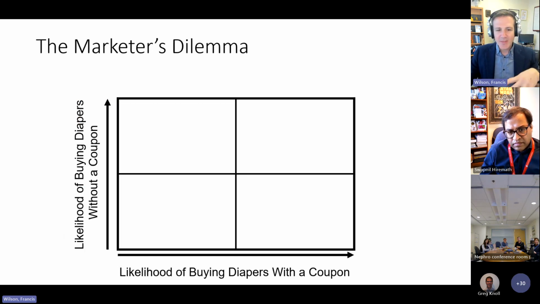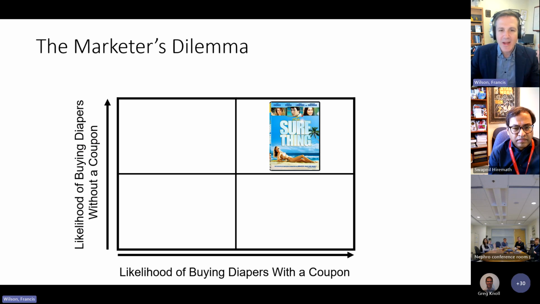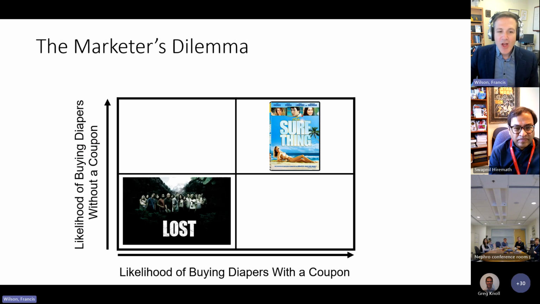And this led to a concept called the marketer's dilemma, which I sort of schematized in this 2x2 table, where on one axis you have the likelihood of buying a product or diapers with a coupon, and on the other axis you have the likelihood of buying the product without a coupon. And in the upper right-hand corner, you have what are called sure things. These are people who are going to buy your diapers. They'll do it with a coupon. They'll do it without a coupon. You've got the lost causes here on the bottom left corner. These are people, very thankfully, like me at this point in my life, who will never buy a diaper again.